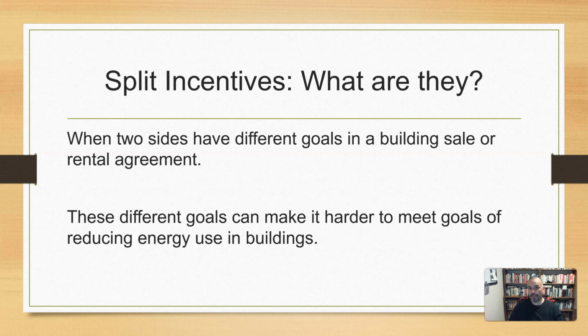To start off with a definition of split incentives, this occurs basically when we have different goals whenever we're trying to sell a building or we're creating a rental agreement. So in both of these things, we have a contract between two people or two sides, and basically the split incentives mean that they both have different goals. These different goals basically mean that we're not necessarily always putting energy efficiency as the most important goal. So by trying to solve the split incentive problems, we try to force both sides to have a common interest in reducing the energy use of a building or to increase its efficiency.